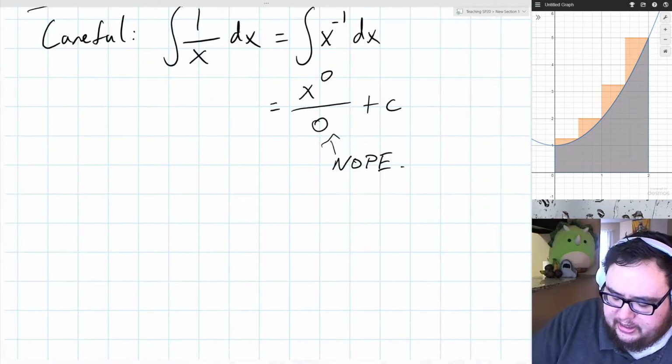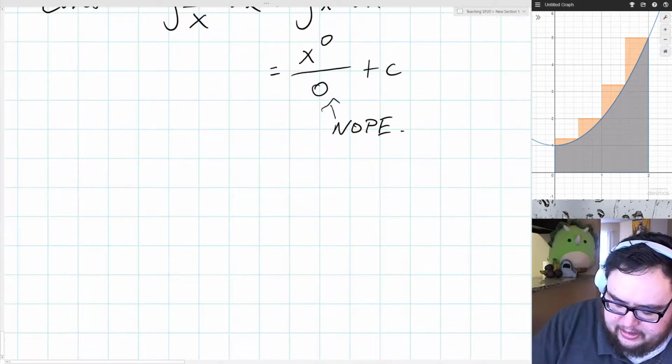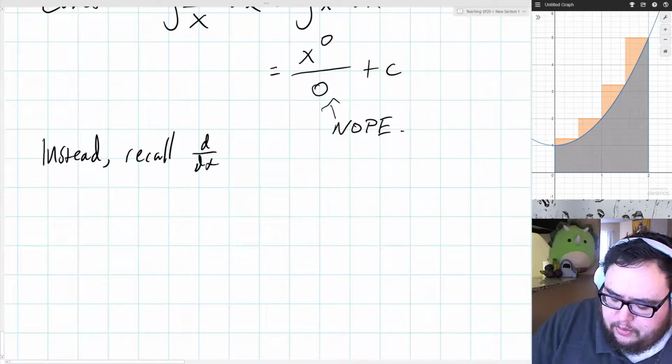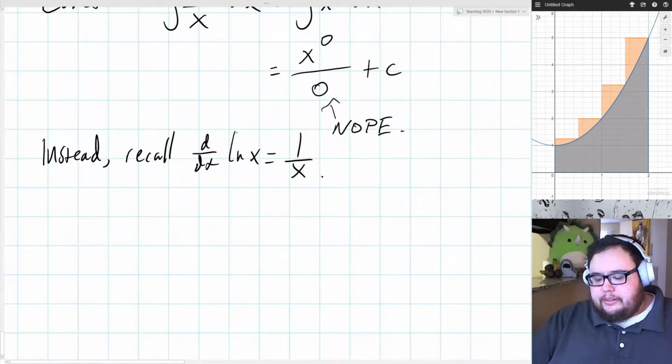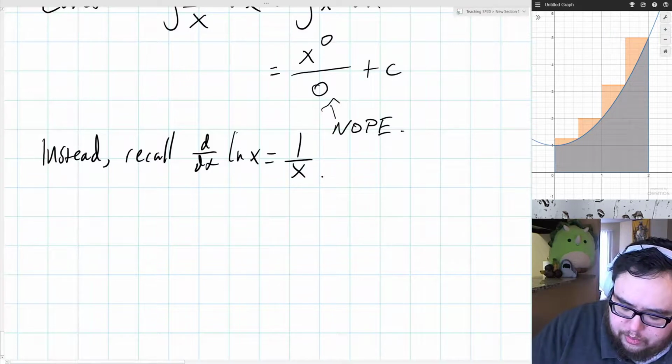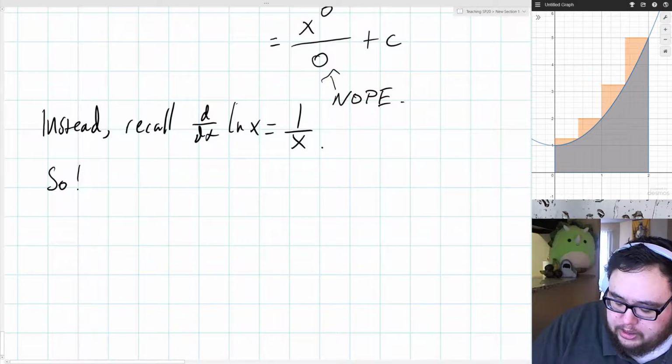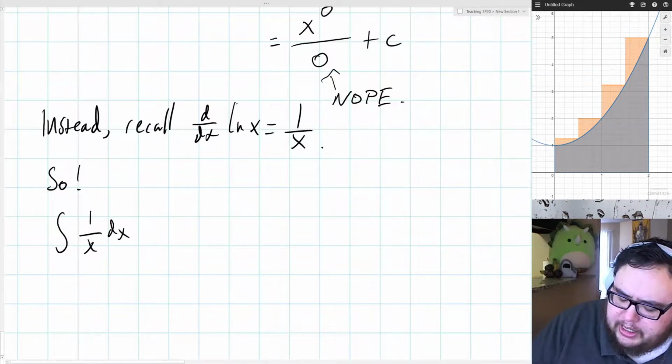So instead, recall that the derivative of ln of x was equal to 1 over x. So the integral of 1 over x dx is actually equal to the natural log of the absolute value of x.